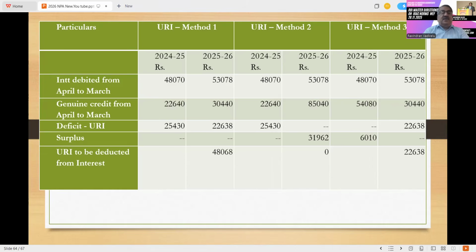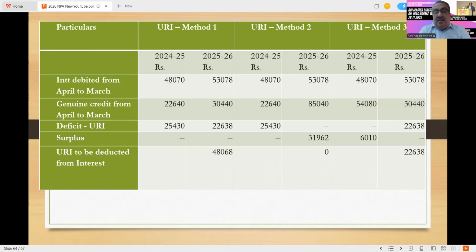That is, this interest has not actually been realized. This is called unrealized interest, but it has been given credit to the P&L. So you have to remove it because this is not genuine interest. For 25-26, there is a deficit of 20,638, so there is no surplus. So the unrealized interest for the year 24-25 is 48,068. This is under the first method.